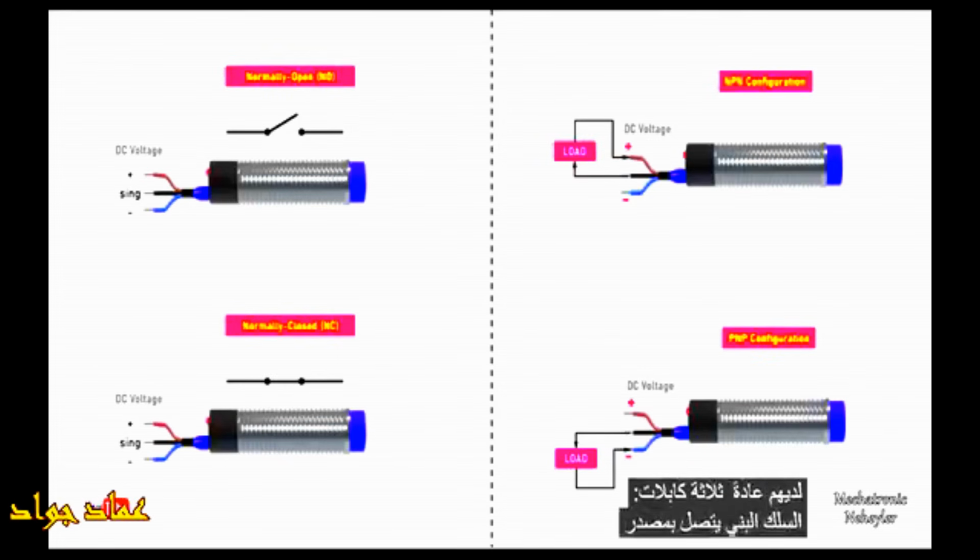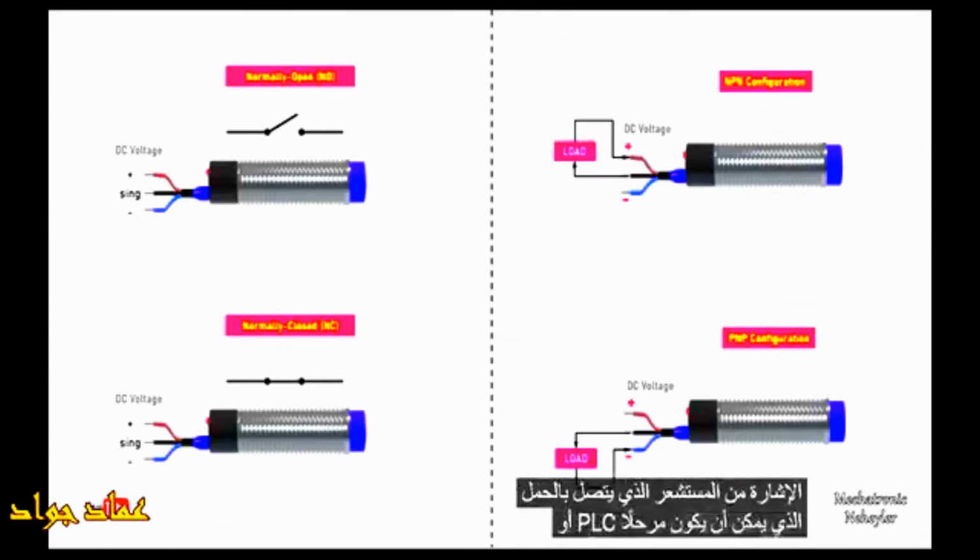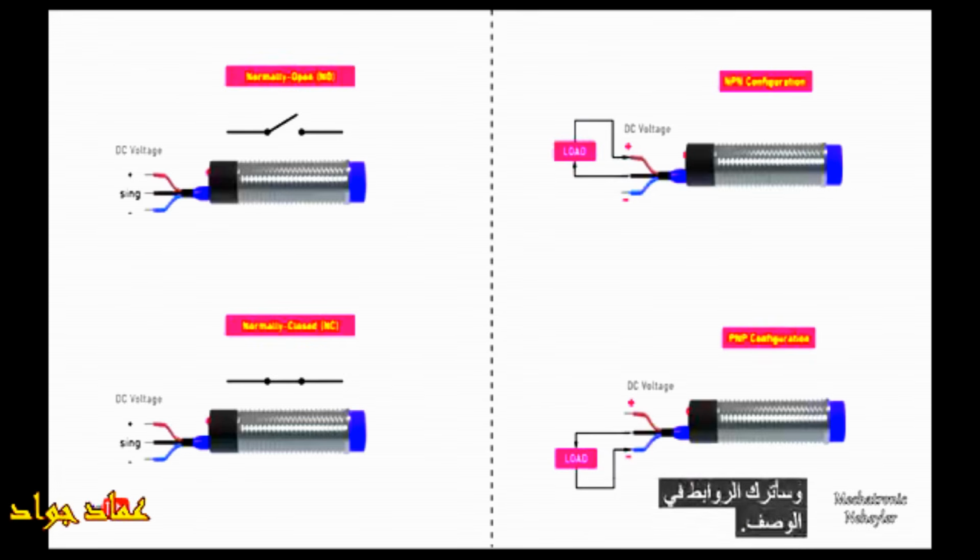The brown wire connects to the positive power supply, the blue or light blue wire connects to 0 volts or negative power, and the black wire is where we get the signal from the sensor, which connects to the load, which can be a relay, a PLC, or any other controller. In another video, we will detail the connections that need to be made. I will leave the links in the description.